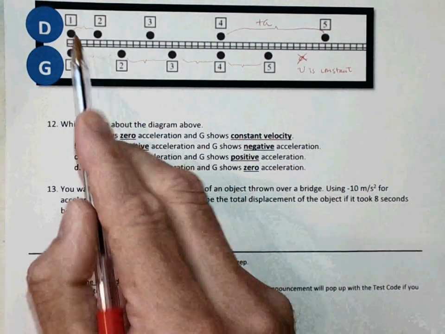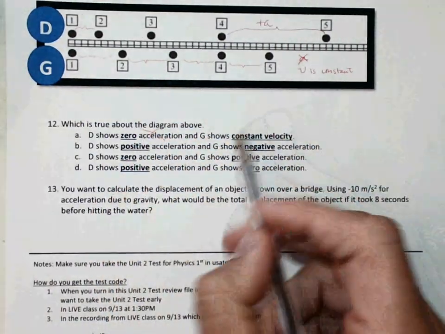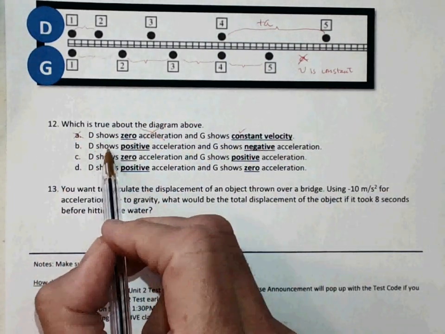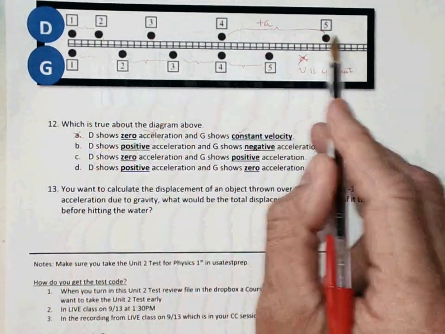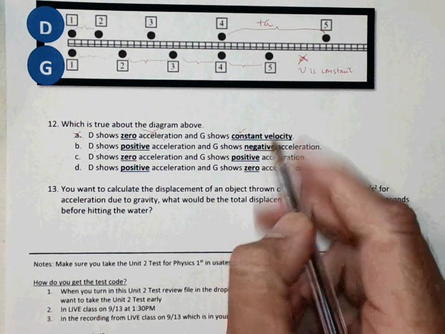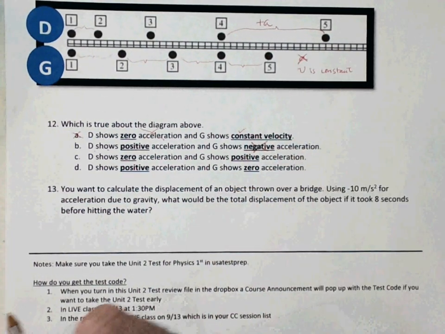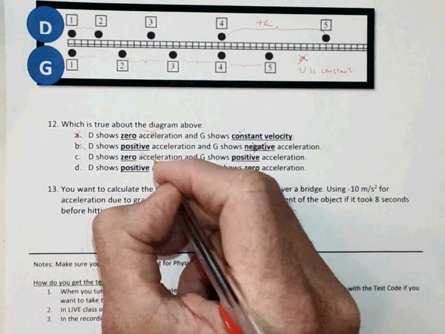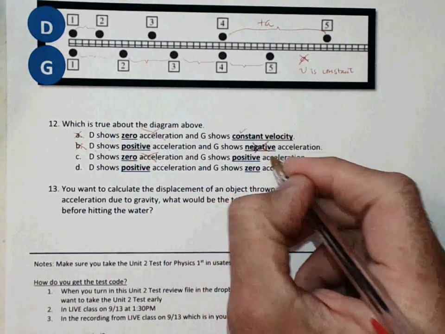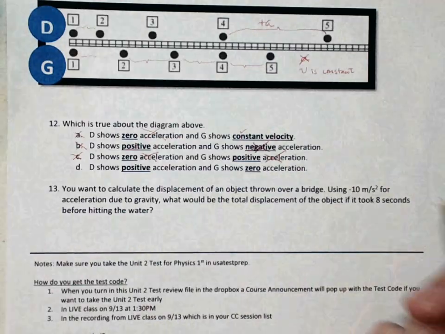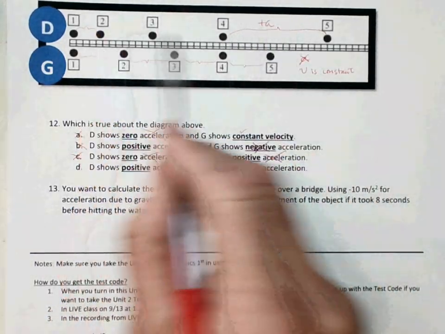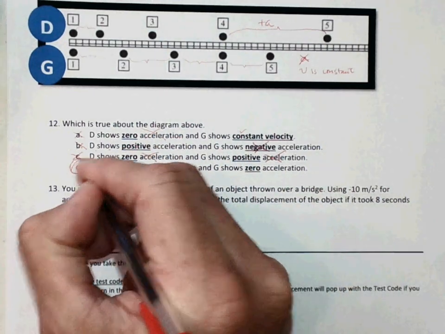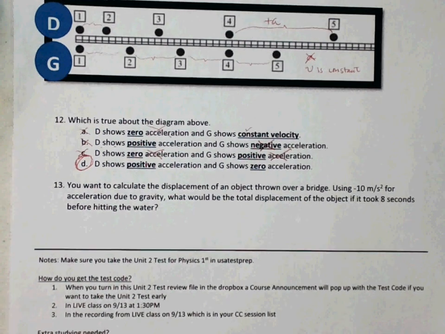D shows 0 acceleration. Well, that's not true. And G shows constant velocity. That is true, but that's not true. D shows positive acceleration. Yes, going to the right, positive acceleration. And G shows negative acceleration. No, it's not slowing down. It's a constant velocity. That's not right. D shows 0 acceleration. No, we said it's speeding up. And G shows positive acceleration. It's not accelerating at all. I really hope D is correct. D shows positive acceleration to the right. It's going faster and faster. G shows 0 acceleration. Yes, good. D is the correct answer as I look at my ticker tape.